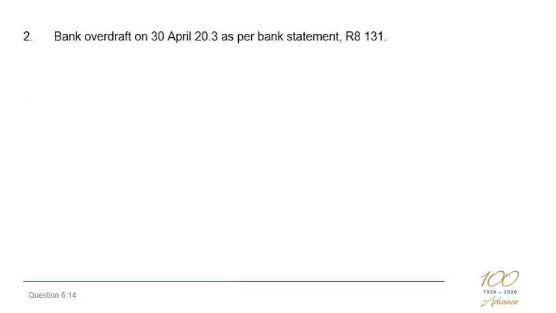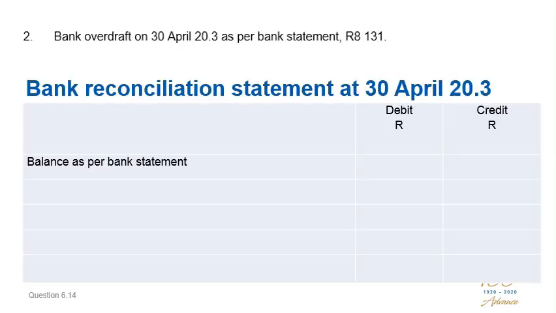Bank overdraft on the 30th of April as per the bank statement, 8,131. Bank statement is the bank's point of view. So I can't fix this in my records. I will have to start with this in my report from the bank's point of view. So I go to my bank reconciliation statement and I started this report off with balance as per bank statement. Now they tell me that this is a bank overdraft.